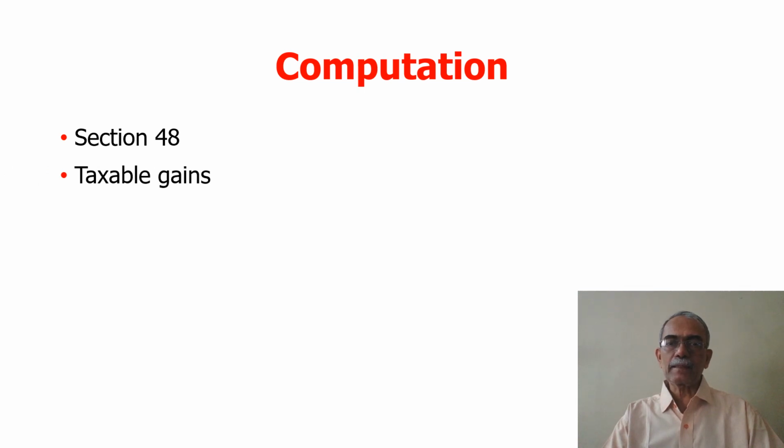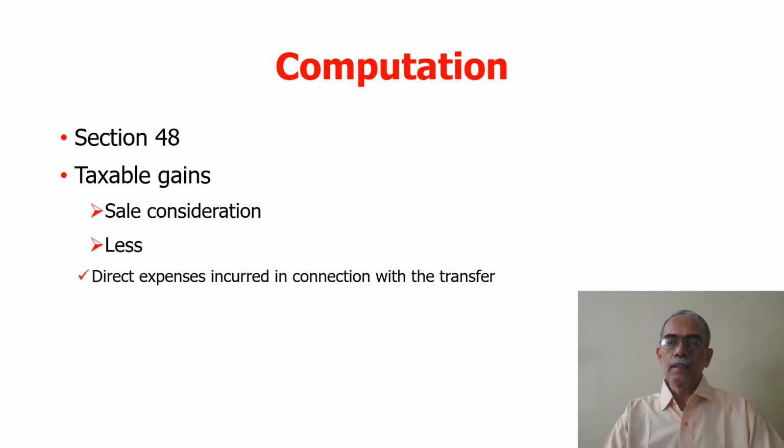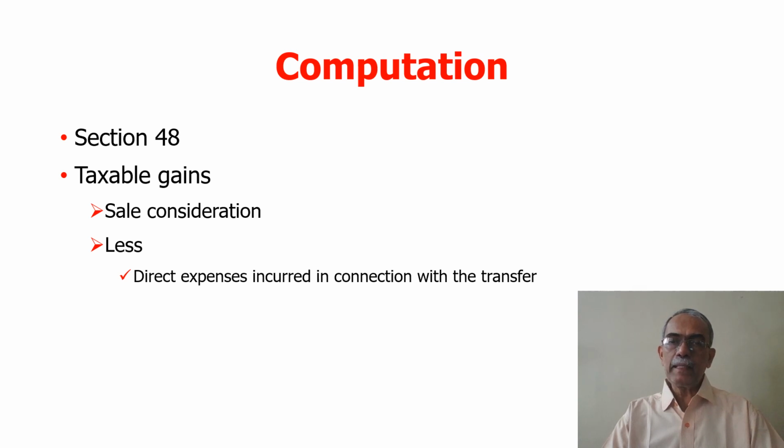According to this section, the taxable capital gains would be the sale consideration, that is the sale price that you're going to get as per the transaction deed, less any direct expenses which are incurred only in connection with the transfer. For example, any brokerage commission etc. is paid to our broker for the transfer. That is taken as a direct expenditure, and this direct expenditure can be reduced from the sale consideration.